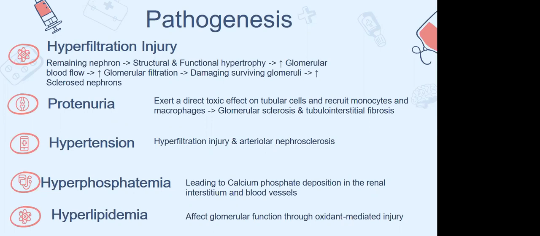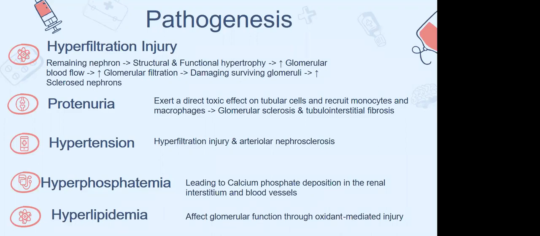So according to the Nelson 21st edition, this is also just a quick recap. The first one is hyperfiltration injury. Like in the diagram before, when there are remaining nephrons trying to adapt the function of the kidney, they change structurally and functionally, become hypertrophic, and increase the glomerular blood flow, and they try to increase the glomerular filtration.